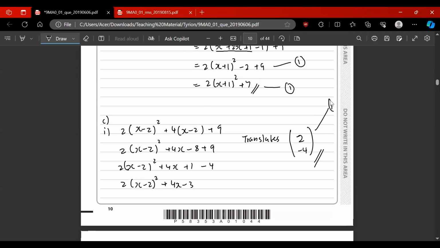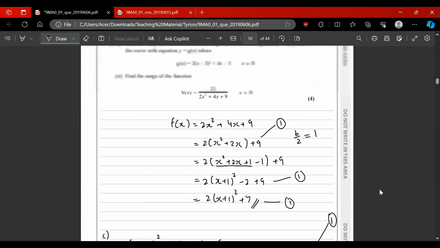So if you get this translation correctly, you get 1 mark. And remember, you need to mention that it is a translation, which will give you the second mark.